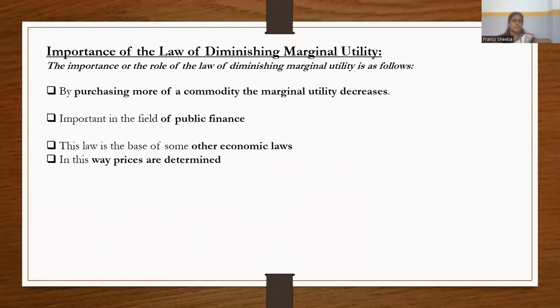This law is the base of some other economic laws, such as the law of demand, elasticity of demand, consumer surplus, and the law of substitution, etc. The value of a commodity falls by increasing the supply of a commodity. It forms a basis of the theory of value. In this way, prices are determined.